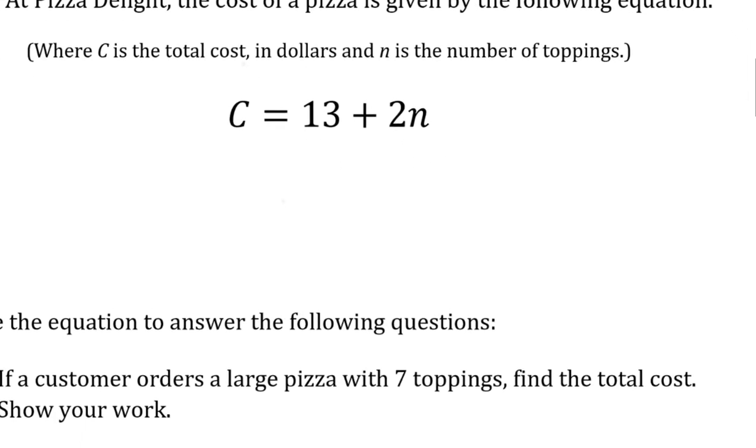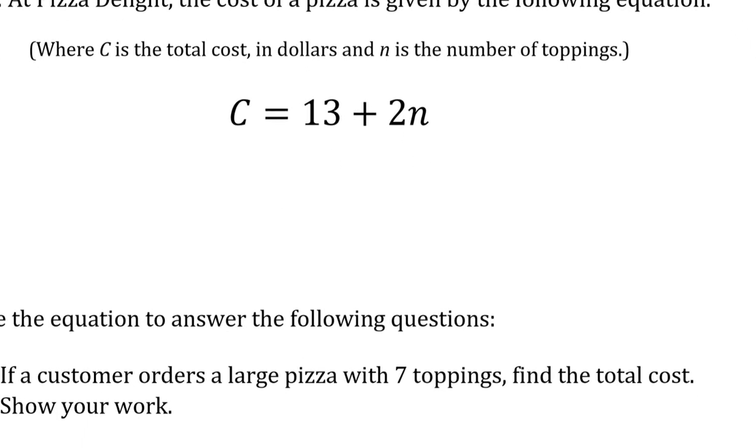What we're going to do is analyze this equation. We already know that the C is the total cost and the N is the number of toppings. So the question is, what is the 13 and what is the 2? And you may have a gut feeling or an intuition about what this means. Normally, I would throw it out to the class for answers. So if you want to think about that for yourself and come up with your own answer, that's great. But we will do this together.